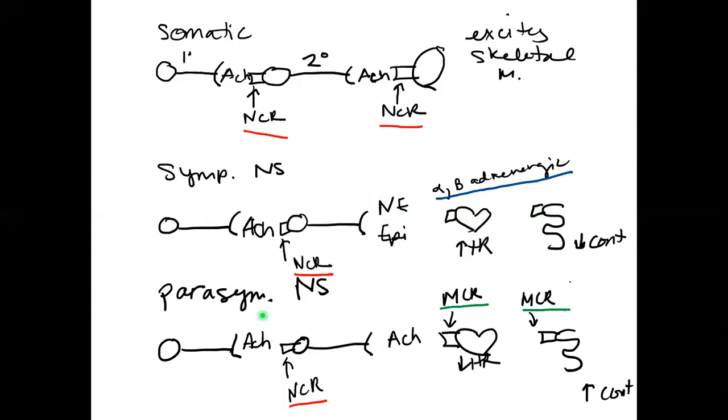Take a look at the parasympathetic nervous system. So acetylcholine to nicotinic cholinergic receptors excite the second nerve. Second nerve releases acetylcholine, and that acetylcholine is going to bind to MCR. Do you remember what MCR stands for? So it's muscarinic cholinergic receptors. So acetylcholine is going to bind to muscarinic cholinergic receptors on the heart and drop heart rate and force of contraction. So it's going to slow down the heart. Whereas acetylcholine binding to muscarinic cholinergic receptors on the smooth muscle is going to excite that smooth muscle.